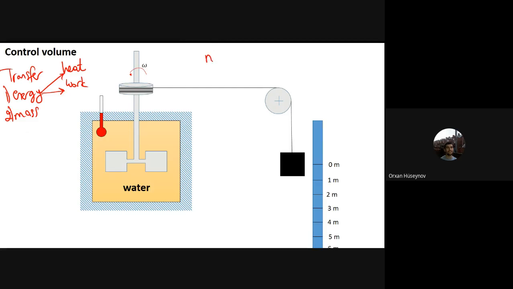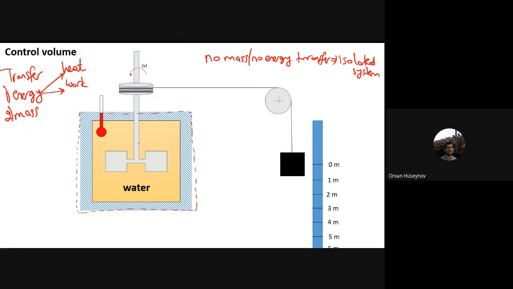If there is no mass and no energy transfer, if it doesn't leave the system at the same time, this one is called an isolated system. If there is no mass transfer and no energy transfer, it is an isolated system. For example, in this system, I can select this one. This is my control volume.